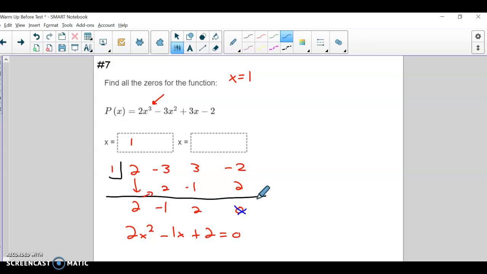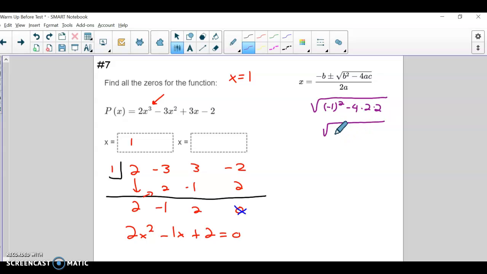Okay, so from here, then we're just going to do the quadratic formula to solve this to get the other 2 answers since they're imaginary. Okay, so when I do the quadratic formula, I'm going to do b squared minus 4ac first. So b is -1, so I got to square that, minus 4 times a, which is 2, times c, which is also 2. All right, so -1 squared is 1, minus 8, minus 2, minus 16. So I get square root of -15.